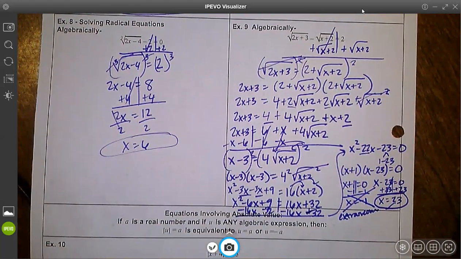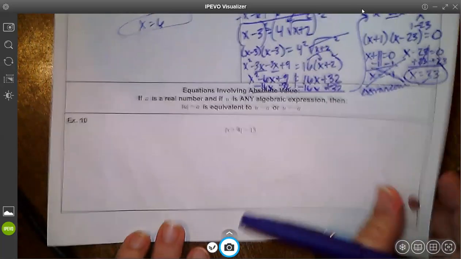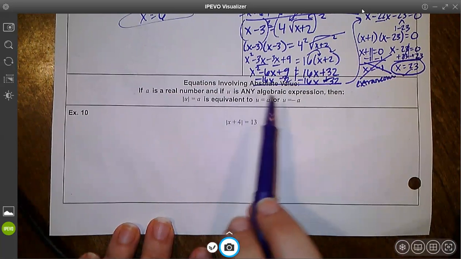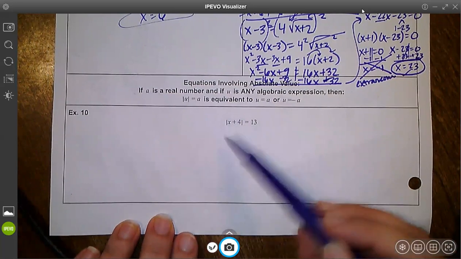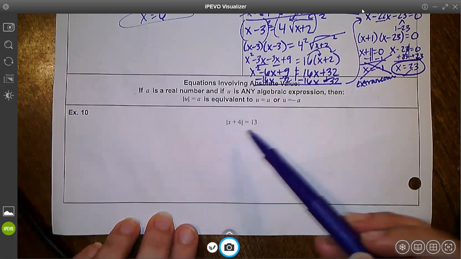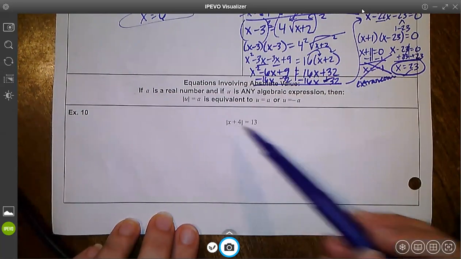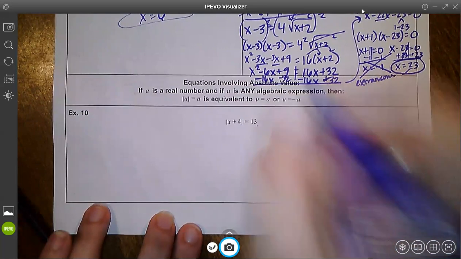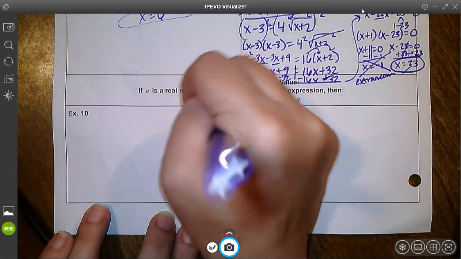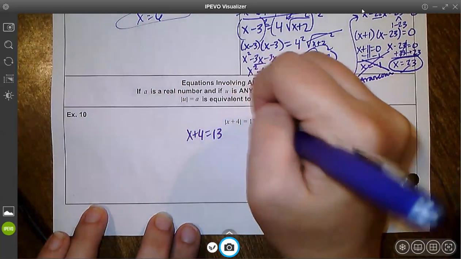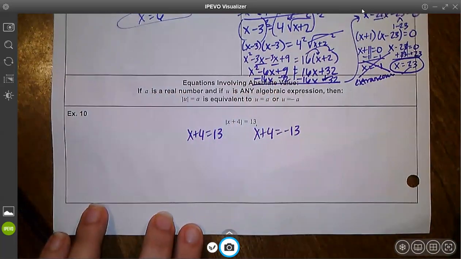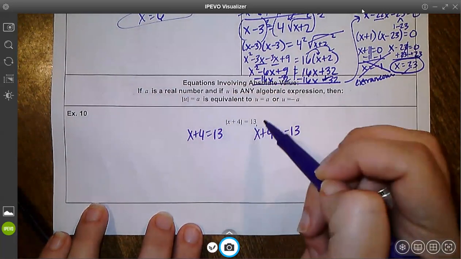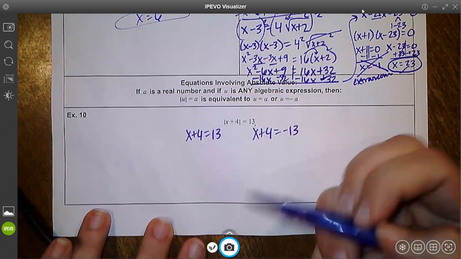The last question. Absolute value. If A is a real number and if U is any algebraic expression, so U is just something inside, then that means you can split this up and take the inside and set it equal to the positive outside and the inside equal to the negative outside. I have x plus 4 equals 13, and I have x plus 4 equals negative 13. Because absolute value is distance from 0, so that means in here it could be positive 13 or negative 13, and the absolute value would be 13.